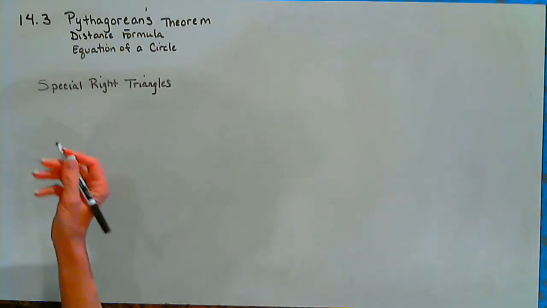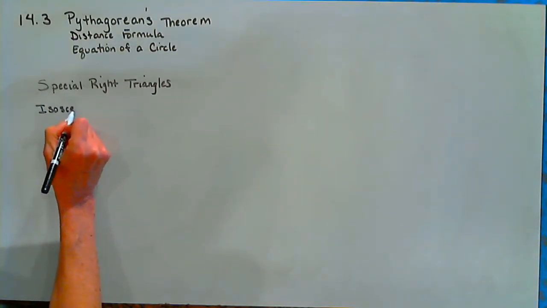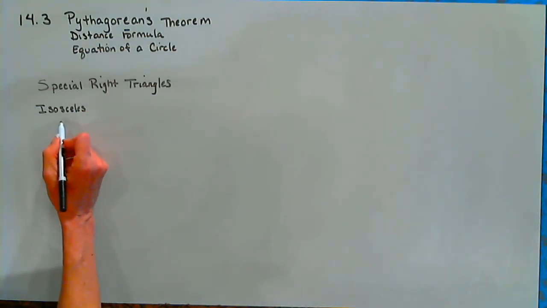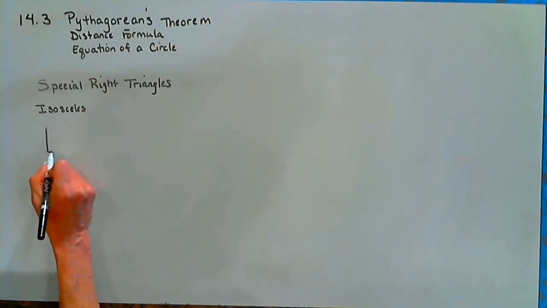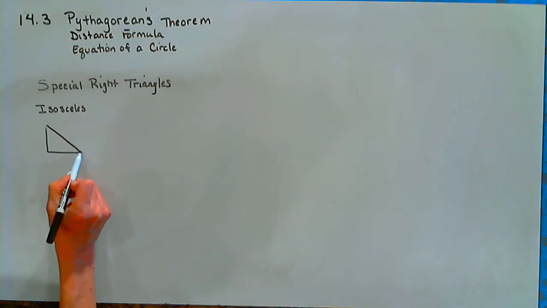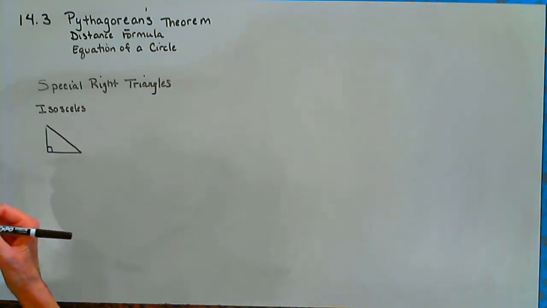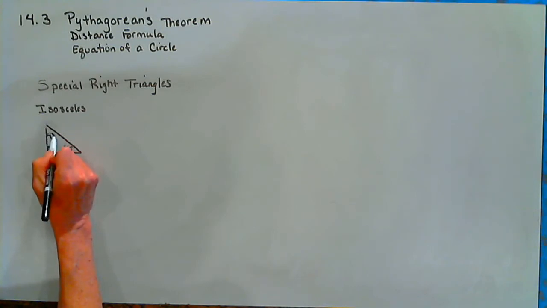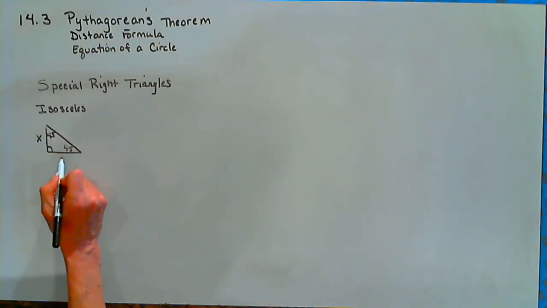Okay, so the first one I'd like to look at is an isosceles right triangle. Isosceles, remember, means that two sides are the same. So if two sides are congruent, then the two angles are congruent. So both of these base angles would be 45 degrees, since the sides are the same.